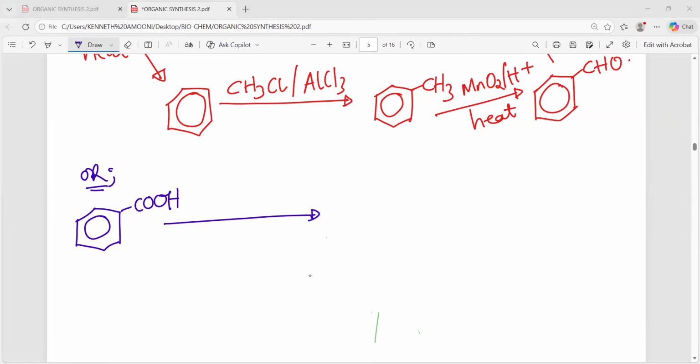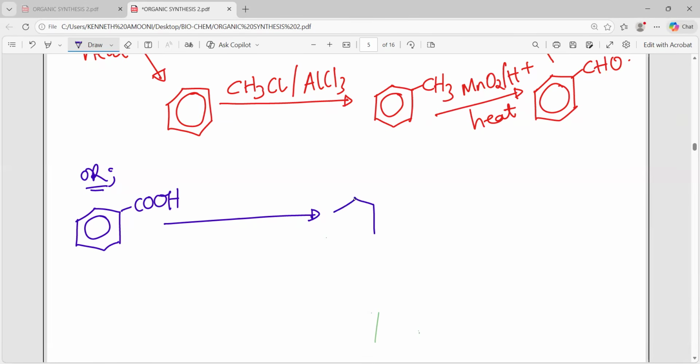So from here, I can move to a primary alcohol. So we shall have CH2OH. I remember in the previous lesson, I said that from carboxylic acids, you can move to primary alcohols using what? Using a reducing agent. The reducing agent usually used is lithium aluminium tetrahydride in the presence of dry ether.